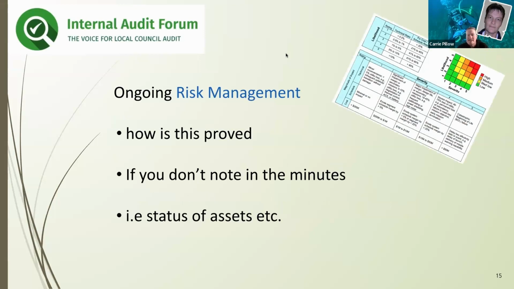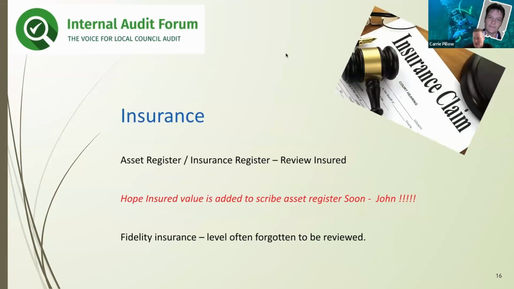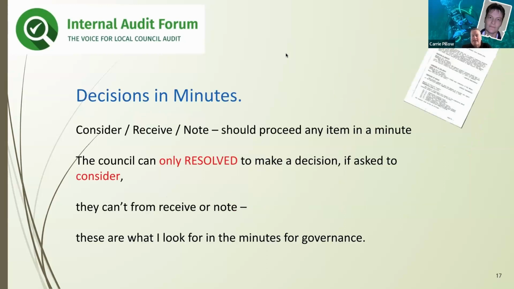Ongoing risk assessment. How is this proven if you don't minute it in the minutes, i.e. the status of your assets? Take a breath. Insurance, and this is my note to John, and I think it's going to come in the asset register. I want it to show the insurance value as well. Don't forget your fidelity insurance. So often it gets forgotten. Have you worked out, have you got enough fidelity insurance to cover you and your other employees and your councillors?